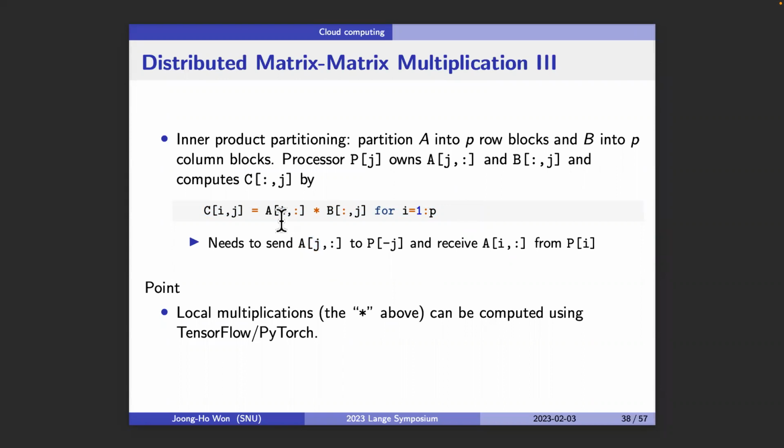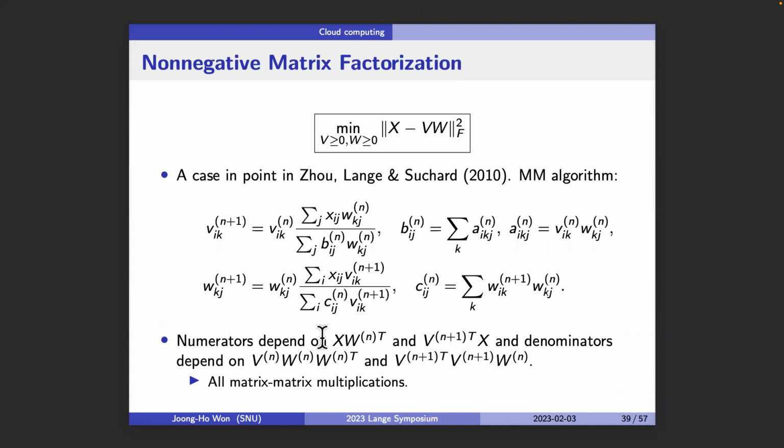And the point here is that in this distributed computing, there's this local matrix multiplication component, and that can be done using either TensorFlow or PyTorch, because they have a very good interface for single-memory matrix computation using BLAS. So a featured problem for that paper was non-negative matrix factorization, which was also featured in the 2010 paper from UCLA.